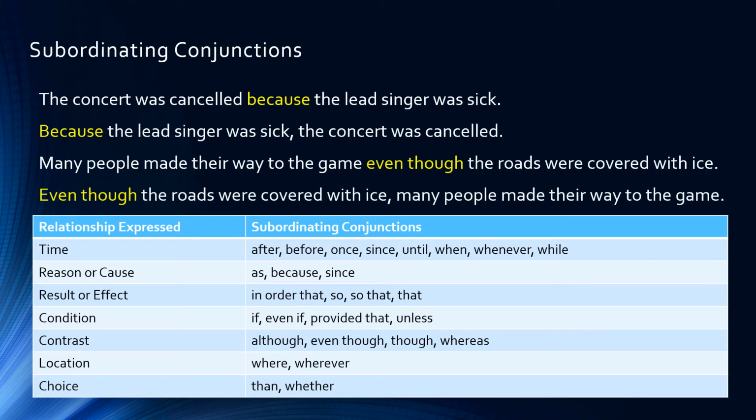Even though the roads were covered with ice, many people made their way to the game. So again, we're saying exactly the same thing, but because of the way it's worded now, with the subordinating conjunction coming at the beginning of the sentence, it's going to call for a comma after that clause. Even though the roads were covered with ice, many people made their way to the game. So subordinating conjunctions show a relationship of time, reason or cause, result or effect, condition, contrast, location, or choice.